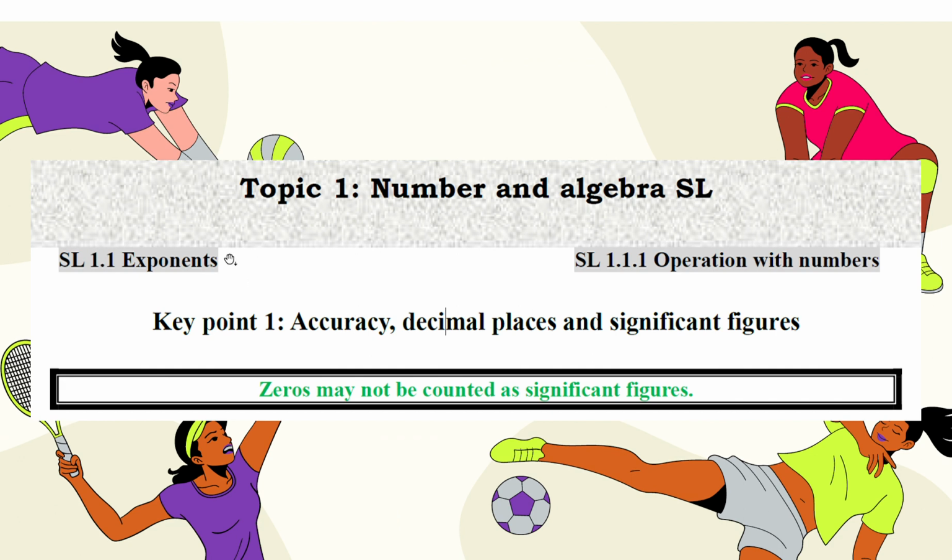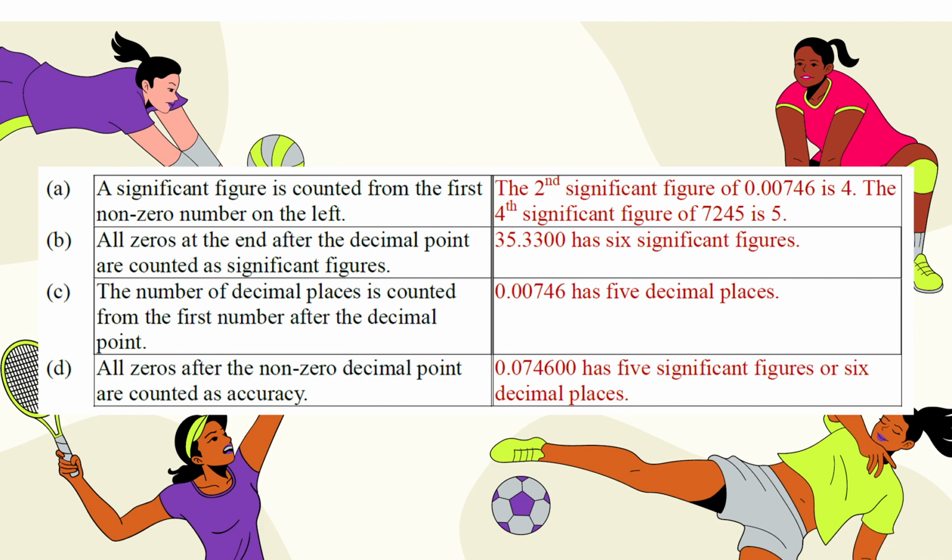First of all, we need to recall what we mean by number: accuracy, decimal places, and significant figures. We have to be very sure about significant figures, especially when you work on the sciences, in your IA and EE. A zero is a number, but it may not be counted as a significant figure. Then what are the rules? I'll show you.